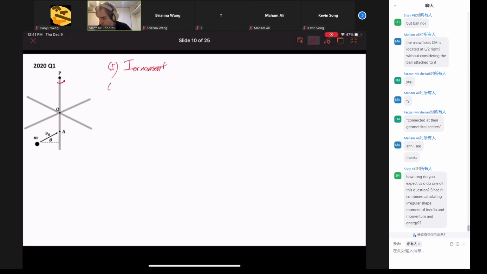So then for part 2, what we need to do is conservation of angular momentum. And then what would my initial momentum be? What is my initial momentum going to be?